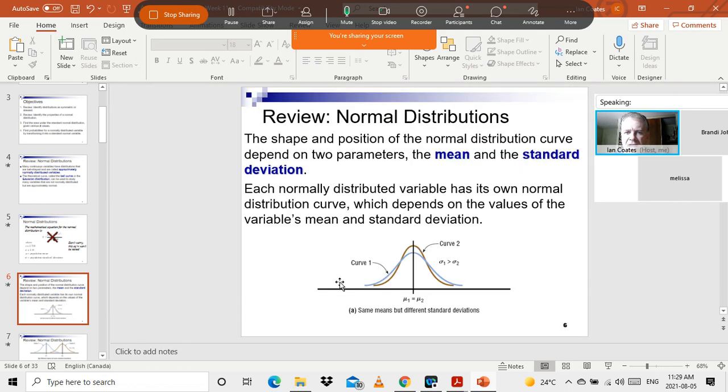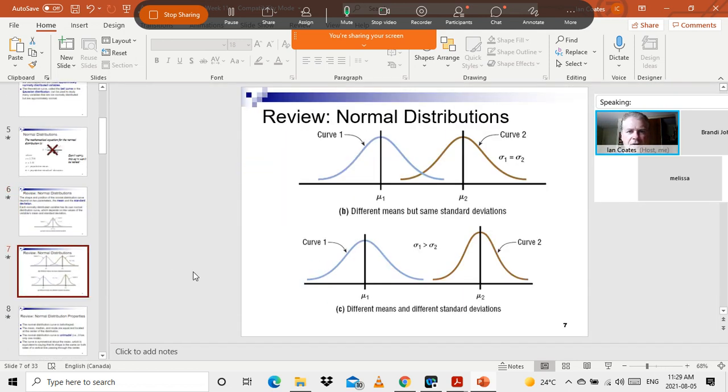Okay, and have a look at these two here. Different means, and here this is just the population symbol for mean. That's just the way the slide is here. So this is mean 1. This is mean 2. You see they have two different means, but their standard deviations are exactly the same. The same spread, right?